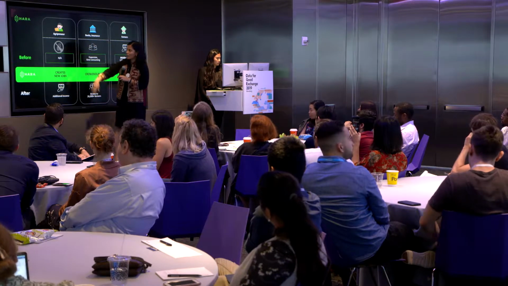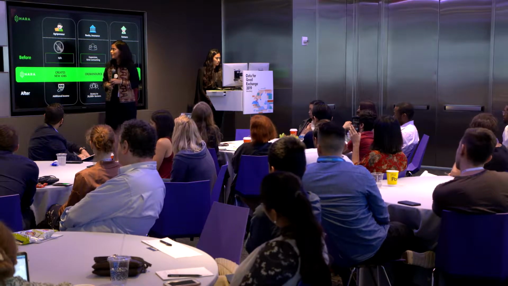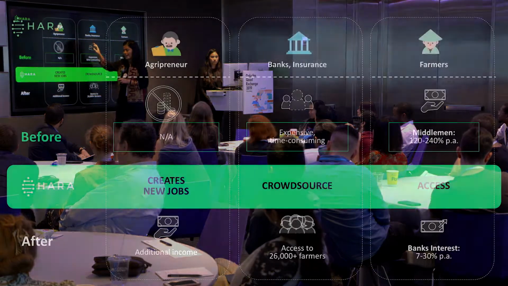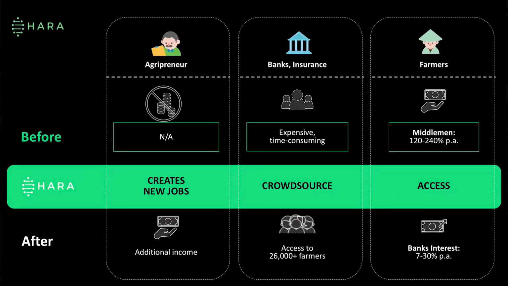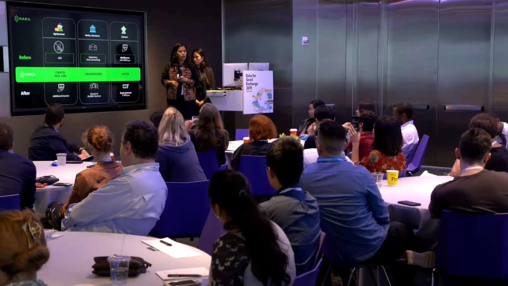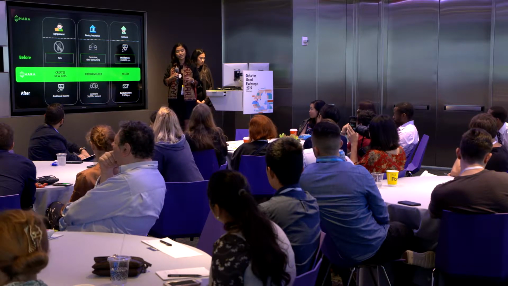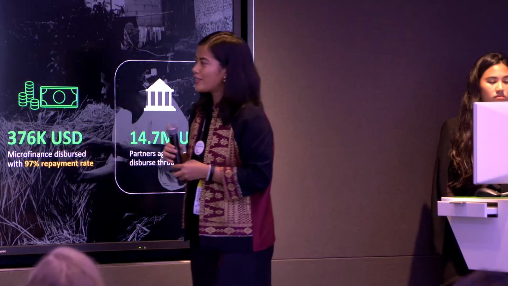So our ecosystem works on a bottom-up approach. We collect data through the agripreneurs, essentially creating jobs because of that. And now financial institutions are able to utilize the data and expand their markets. And then we also have farmers who now gain the ability to choose other formal financial goods or services.